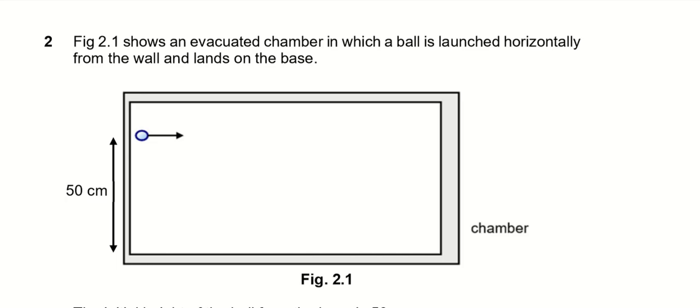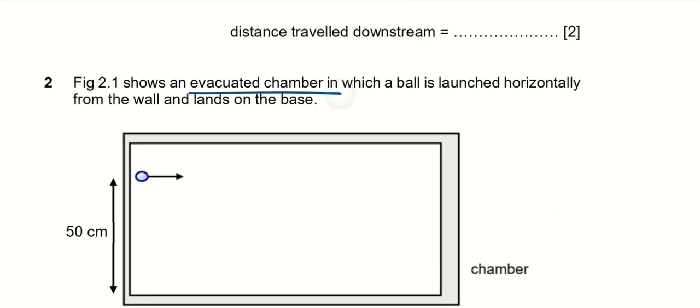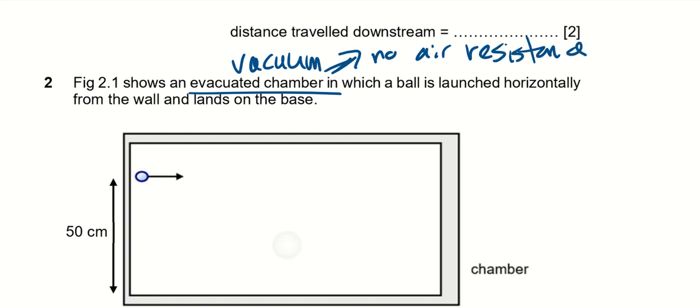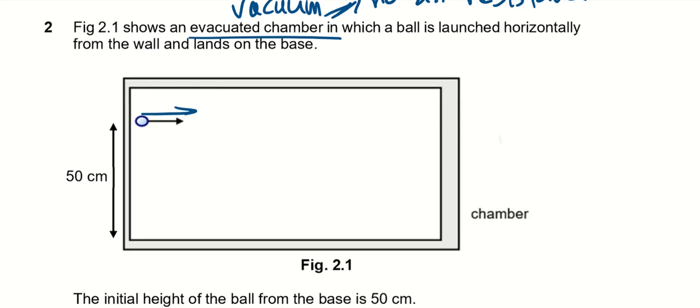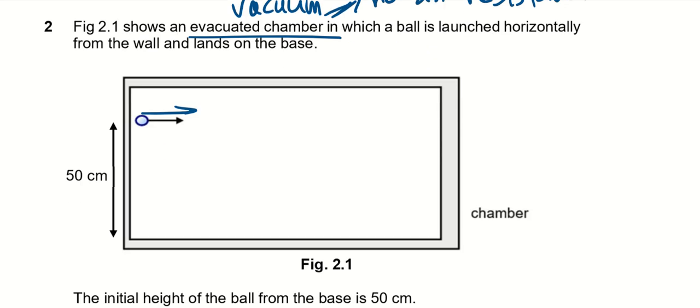So figure 2.1 shows an evacuated chamber. Do you all know what's an evacuated chamber? Vacuum, no air. That means no air resistance. A ball is launched horizontally from the wall and lands on the base.